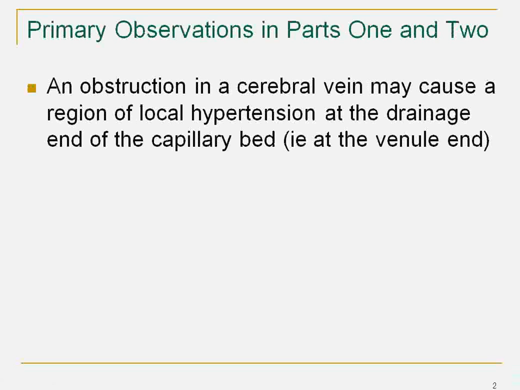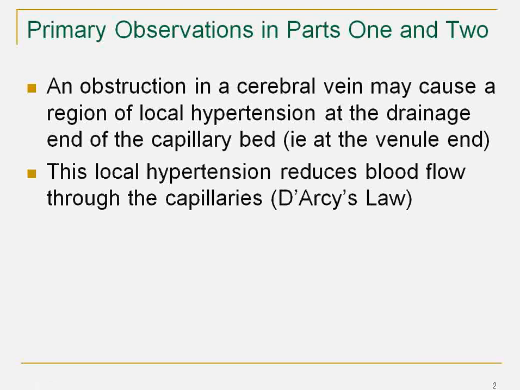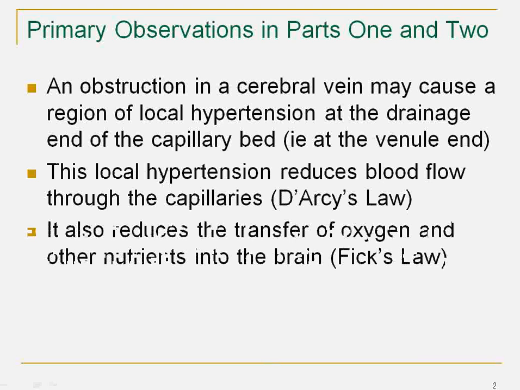In parts 1 and 2 of this presentation, I provided the following basic observations. The first was that an obstruction in a drainage vein from the brain may cause a region of local hypertension at the drainage end of the capillary bed, in other words, at the venule end of the bed. This local hypertension would reduce blood flow through the capillaries in accordance with Darcy's law. It would also reduce the transfer of oxygen and other nutrients into the brain in accordance with Fick's law.